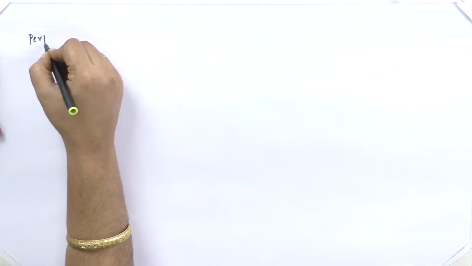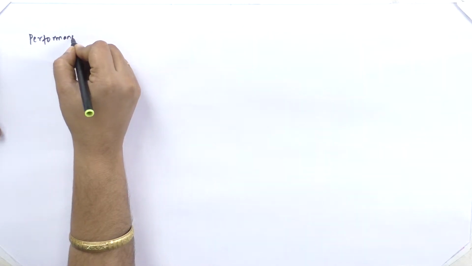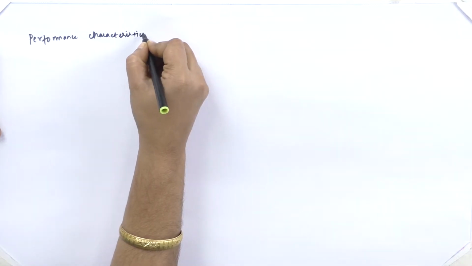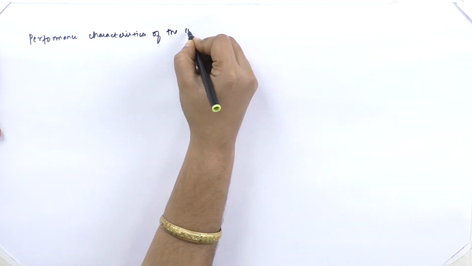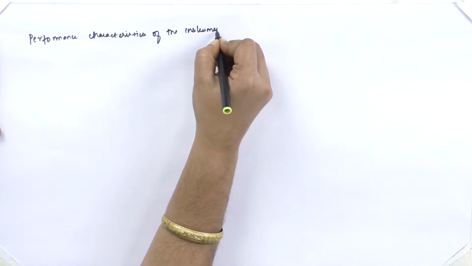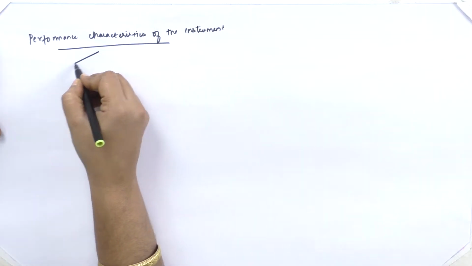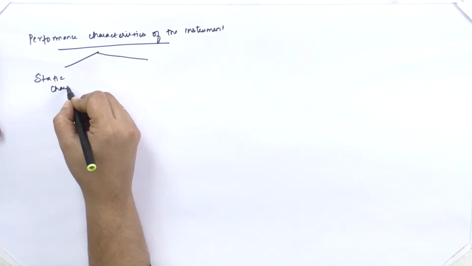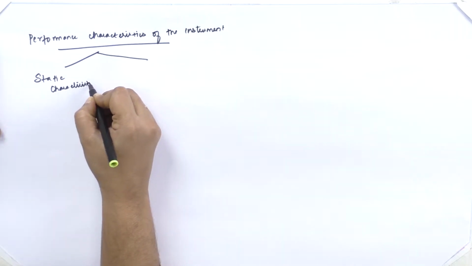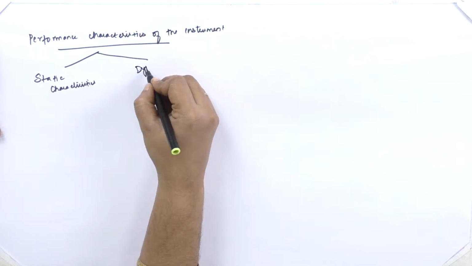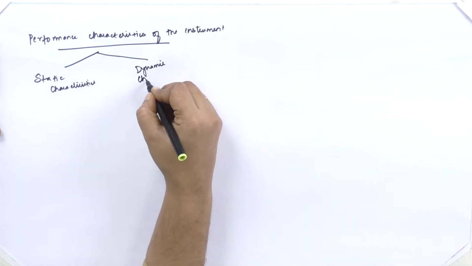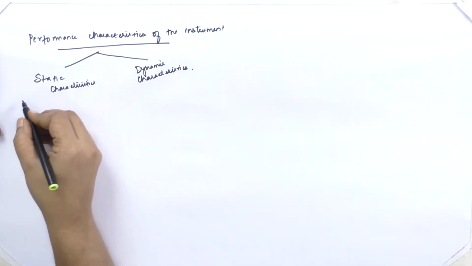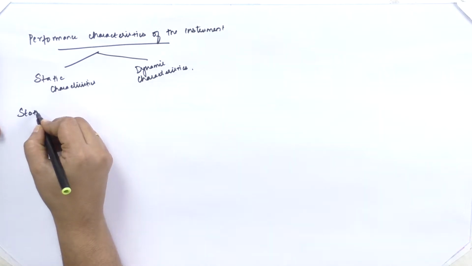The performance characteristics of the instrument is classified into two types. One is static characteristics and second one is dynamic characteristics. First, let us see what is static characteristics.